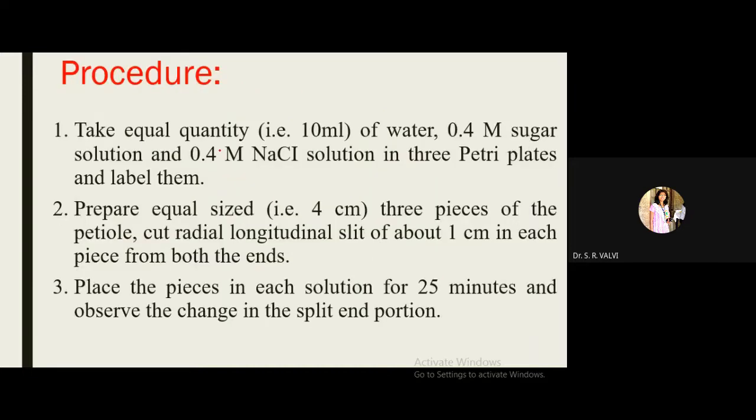So, the procedure: you have to take an equal quantity of water and make 0.4 molar sugar solution and 0.4 molar NaCl solution. How to prepare a molar solution: NaCl has a molecular weight of 58.44. You have to dissolve this many grams of NaCl into 1000 ml, which is nothing but 1 liter. That will be your 1 molar solution.